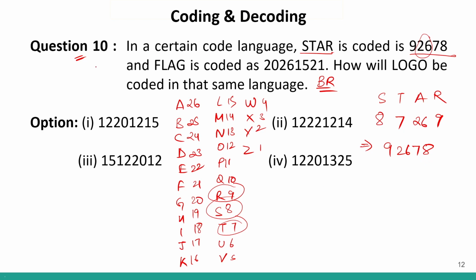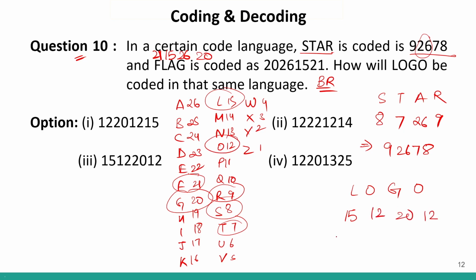For flag, let us check. Backward ranks for flag will be, for F it is 21, for L it is 15, for A it is 26 and for G it is 20. So now if I write them in reverse, it will be 20, 26, 15 and 21. Correct? So this is the code. So we'll do the same thing for logo. For logo, the backward ranks will be L is 15, O is how much? 12, G is 20 and O is again 12. So if I write them in reverse order, it will be 12, 20, 12 and 15. So this code is given in option number 1. So option number 1 will be the correct answer to this question.